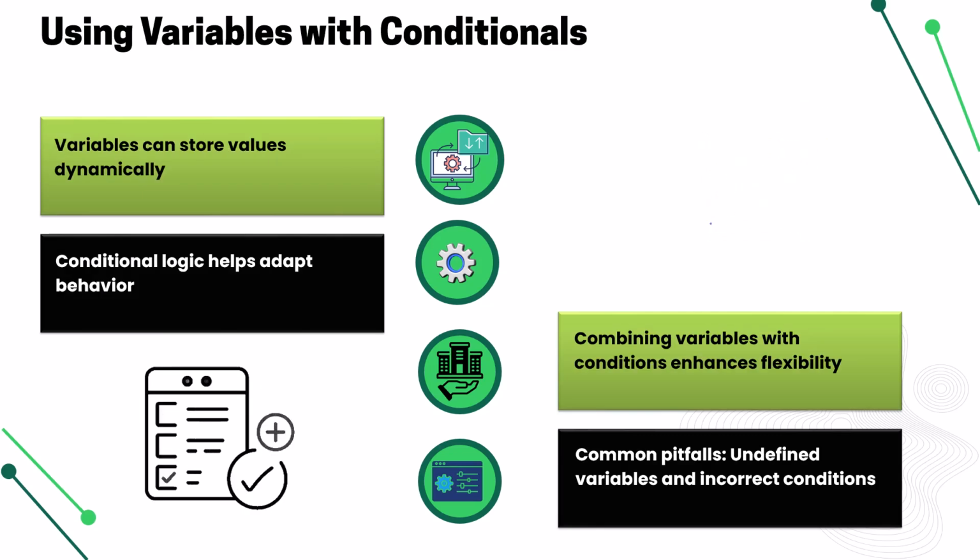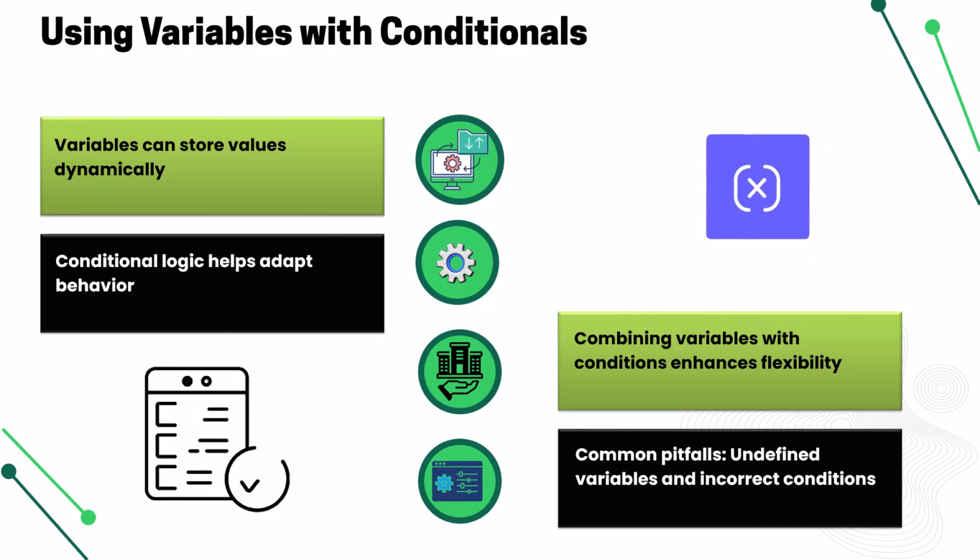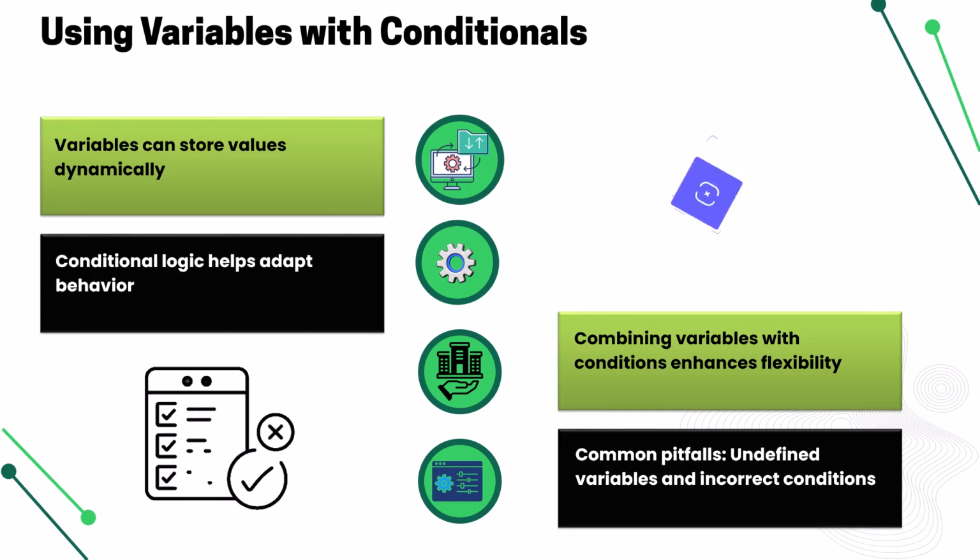Let's talk variables and conditionals, because who doesn't love a good if-else scenario? Variables help us store and reuse data, while conditions allow us to adjust behavior dynamically. Together, they make our code more adaptable and efficient. But beware, undefined variables and sneaky logic errors can trip us up. So let's learn how to make them work in harmony instead of turning our code into an unpredictable mess.